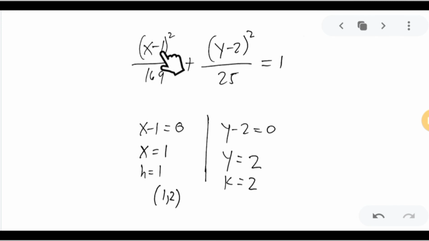So, equating this value into 0, x minus 1 equals 0, transpose the negative 1 to the right side of the equation, that will become a positive, and the x will be 1, or h equals 1. For the y minus 2, equate that into 0, then transpose the negative 2 on the right side of the equation, that will become a positive, and that is y equals 2, k equals 2. Therefore, the center of your ellipse is 1 and 2.